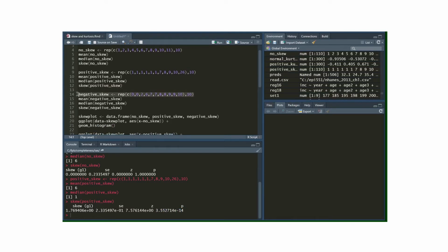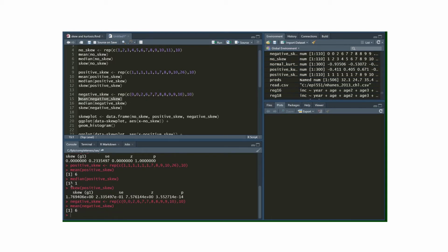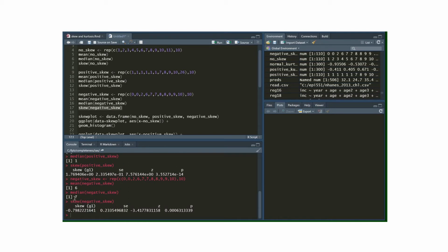Okay, now we move on to negative skew. And so for here, I've done the opposite. I've created a small number of small values of 0, and then a larger number of larger values going up to 10. And again, I've done this to maintain the mean being 6. This time the median should be higher than the mean, and it is at 7. And so we should have negative skew here. And indeed we do. It's negative 0.079.